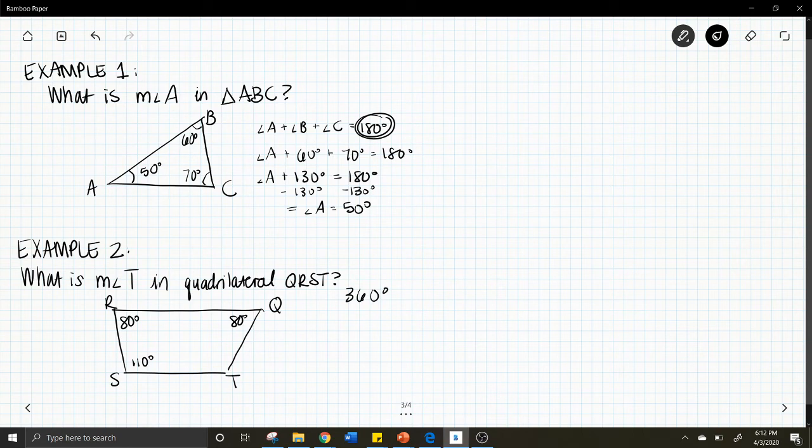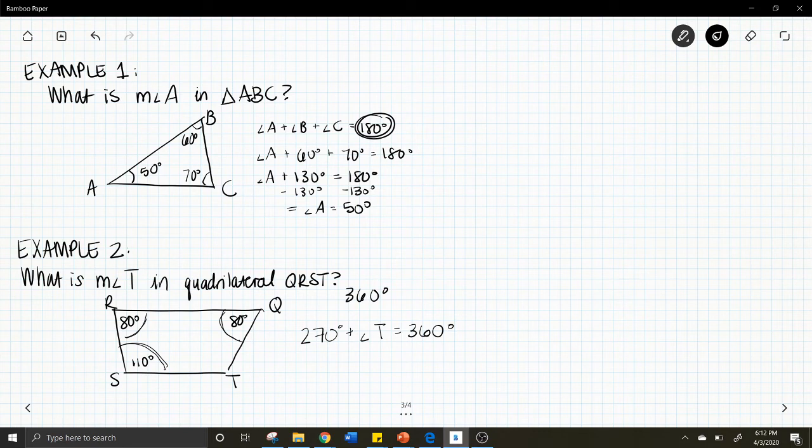So why don't we first add up the angles we know? So add up angle Q, angle R, and angle S. What is 80 plus 80 plus 120? The answer is 270. So 270 degrees plus angle T will equal 360 degrees.